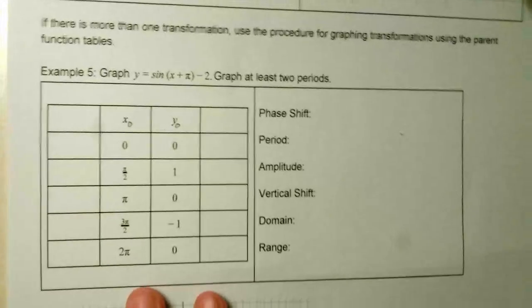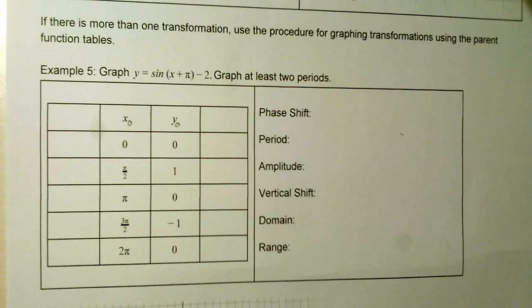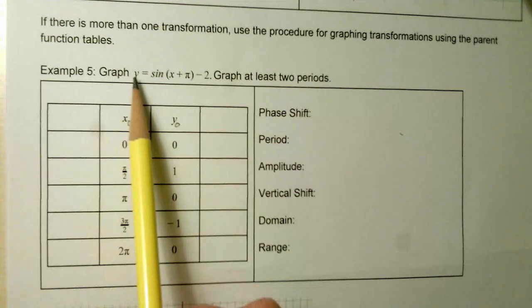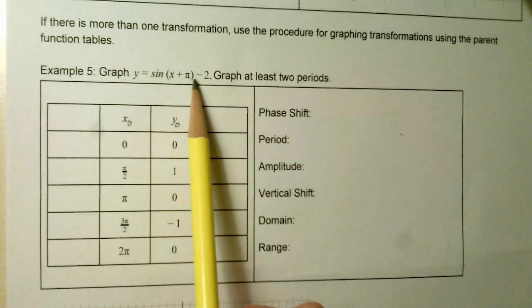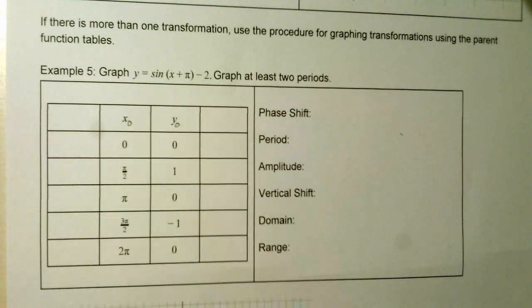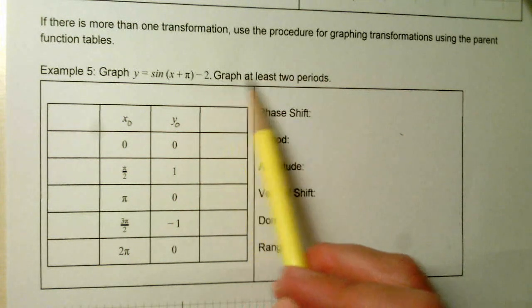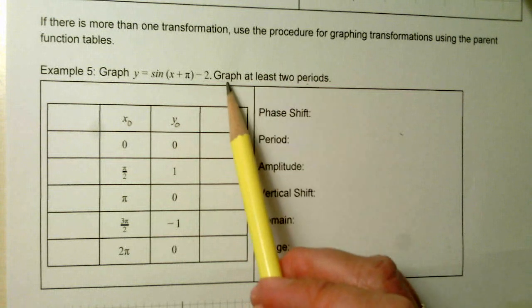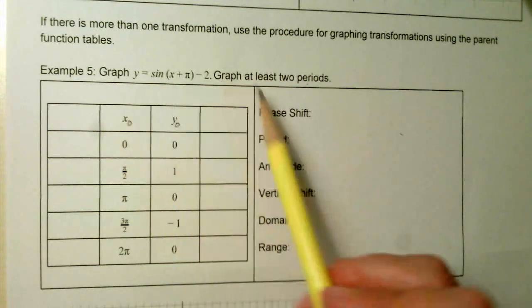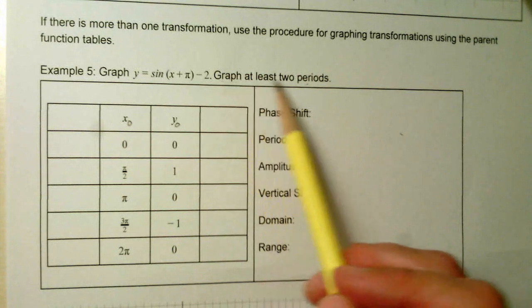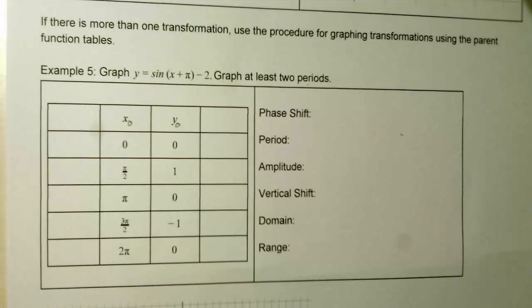Okay, so let's talk about if there's more than one transformation. We're going to use the same procedure that we used for graphing transformations using the parent function tables. So I want to graph y equals sine of x plus pi minus 2. And I want to graph at least 2 periods. Okay, so that means I want to show at least 2 cycles. It does not matter if you are graphing in negative values, positive values. Okay, you just need to make sure that you graph at least 2.